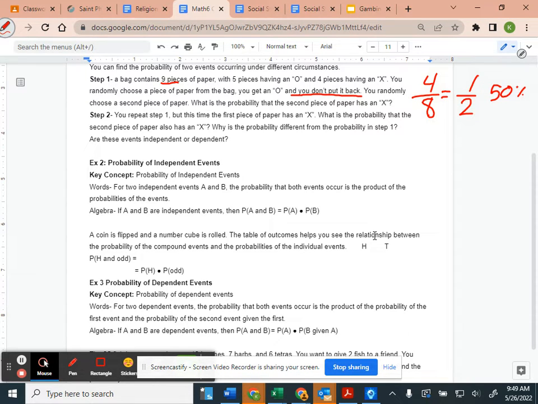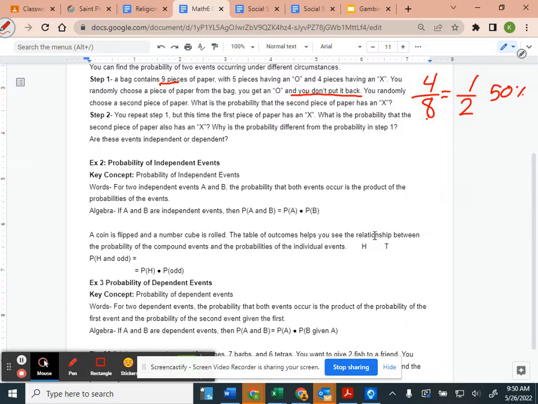So it's important to notice that we didn't put that piece of paper back, because that affected our total number of outcomes. Instead of 9, now we only have 8 because that O was not put back. So this time we repeat step 1, but this time the first piece of paper has an X. What is the probability that the second piece of paper also has an X? So we want an X the second time. What's our probability of it being an X?